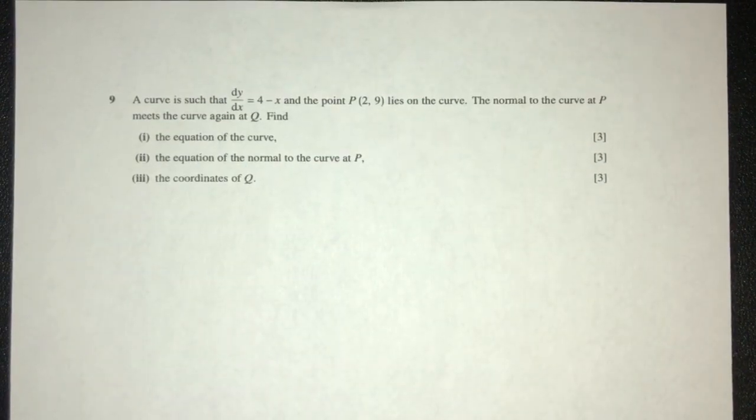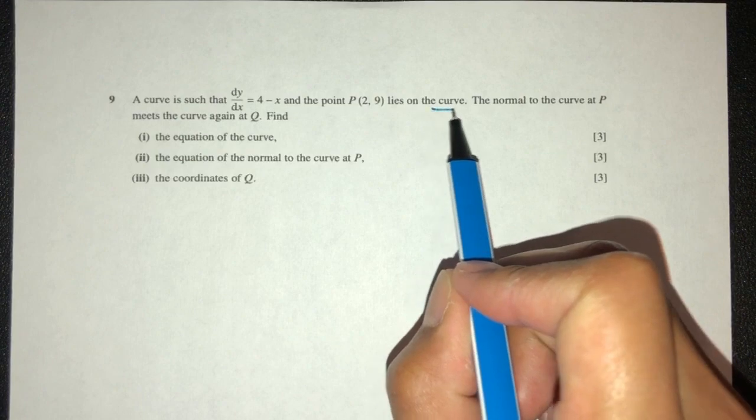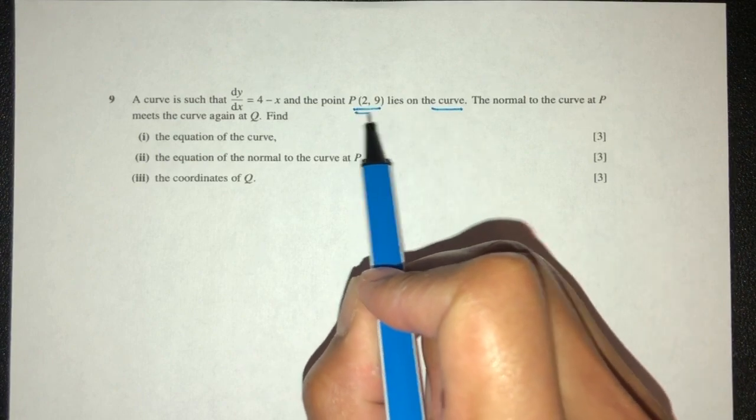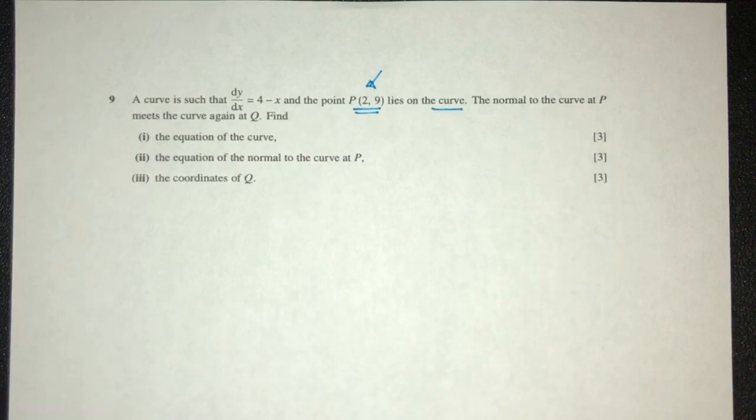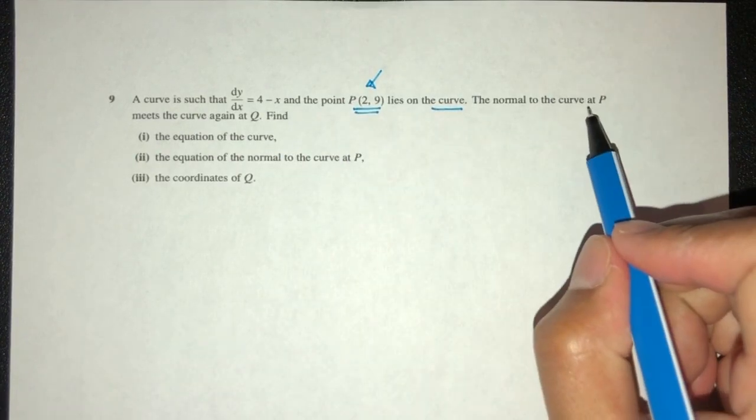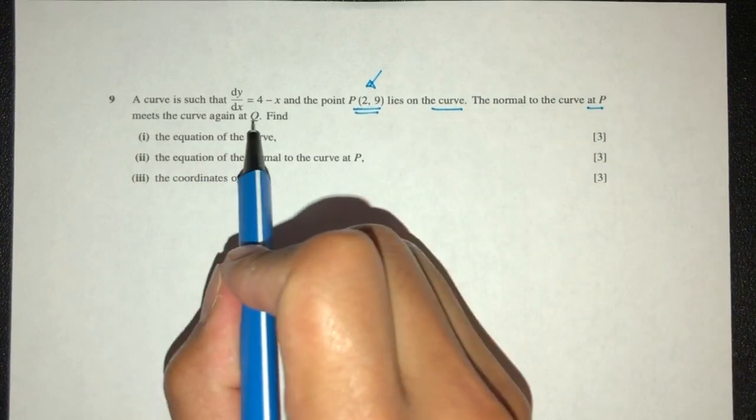A curve is such that dy by dx is equal to 4 minus x. Now the point P lies on the curve. This is a passing point or a point on the curve. Good to know. So we have to use this somewhere, right? That's why it is given to you. Now, the normal to the curve at the point P meets the curve again at Q.